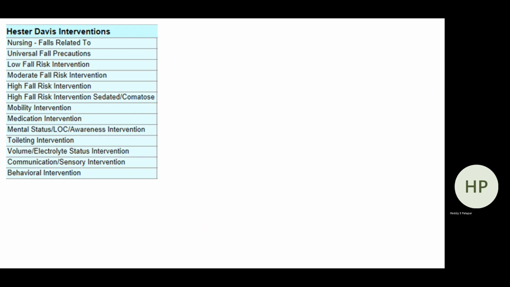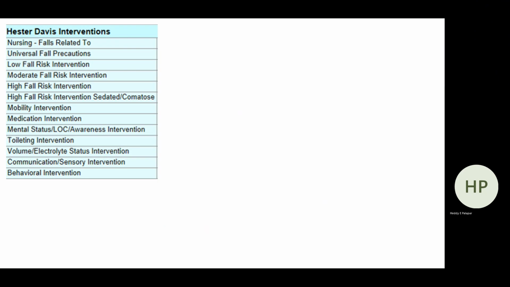Hester Davis is a reliable and validated tool for the acute care setting. Correctly identifying patients at risk for fall is the first step in any fall prevention program. Without accurate risk prediction, implementation of fall prevention interventions is subjective at best. Having the ability to predict and prevent falls is fundamental in your clinical practice.